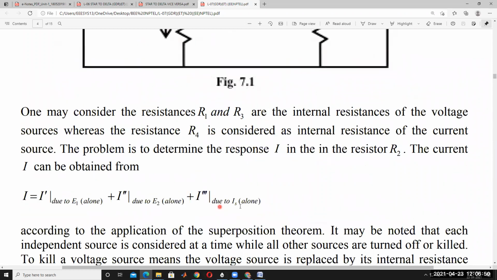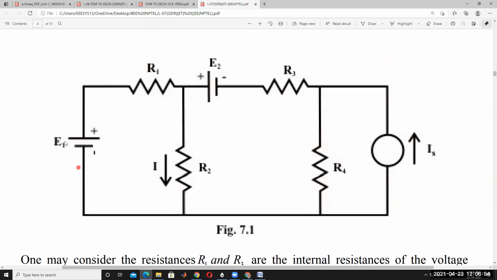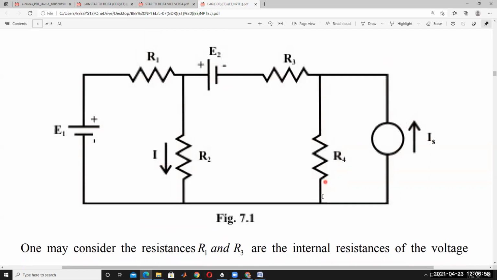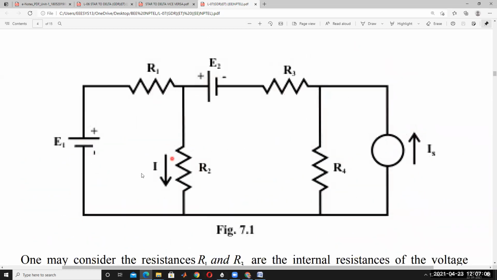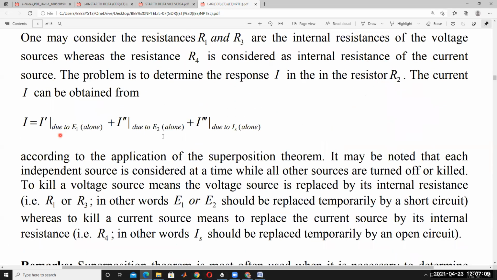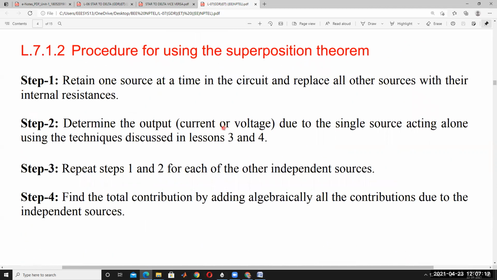Similarly, I triple dash is due to IS alone. By activating this source and deactivating these two sources, find the current I here, and that current is I triple dash due to IS alone. The resultant total current is the addition of all three: I dash, I double dash and I triple dash. This is called the superposition theorem. By using one example, you can easily understand the concept.